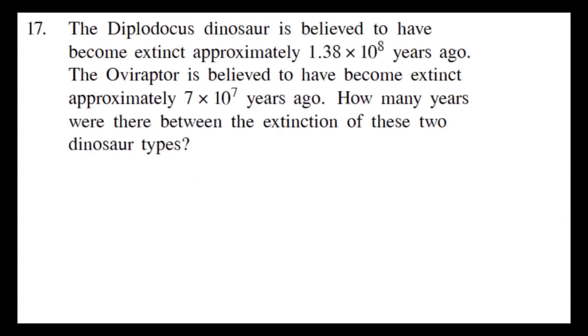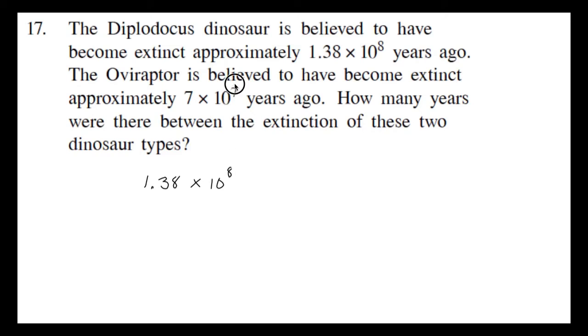Okay, the Diplodocus dinosaur is believed to have been extinct approximately 1.38 times 10 to the 8 years ago. The Oviraptor is believed to have become extinct probably 7 times 10 to the 7th years ago. How many years were there between the extinction of these two dinosaur types? So again, that's subtraction. How many years between? So I'm going to take my 1.38 times 10 to the 8th. We know that's bigger because that has a bigger power. And I'm going to subtract this one, but this one is not in scientific notation.